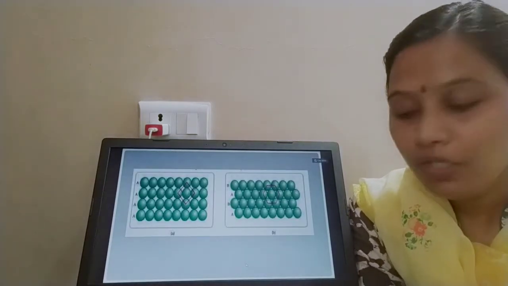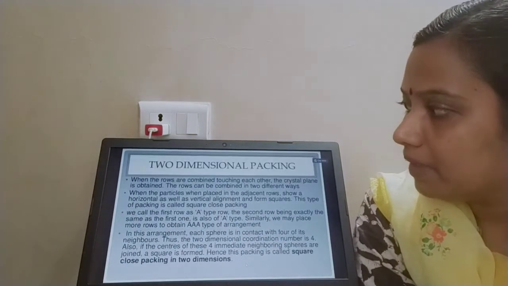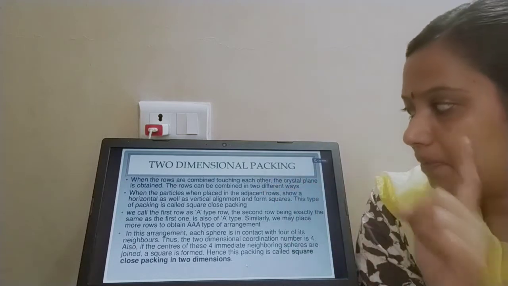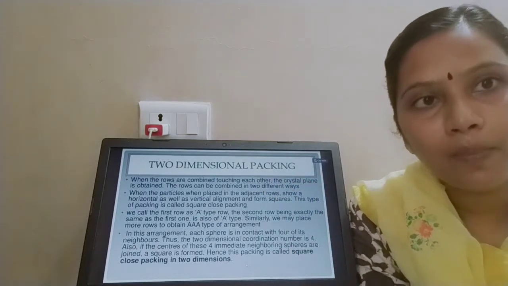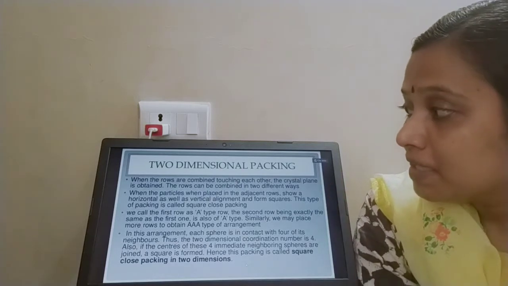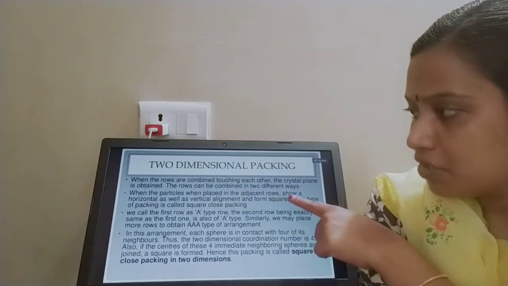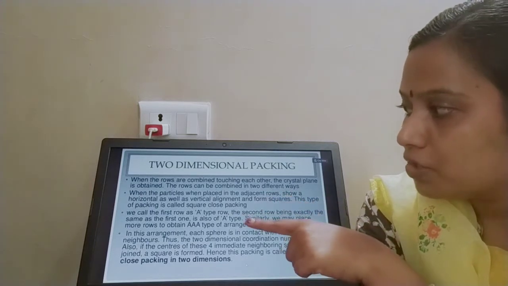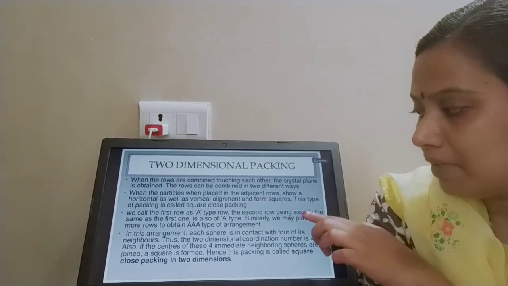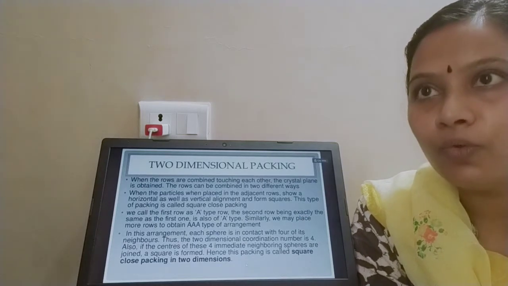When I arrange the two rows together, what will I get? I'll be getting a crystal plane. This row combination can be done in different ways. What is the first way? When the particles are placed in adjacent rows, they have horizontal as well as vertical alignment, and they'll be forming a square. This is called square close packing.